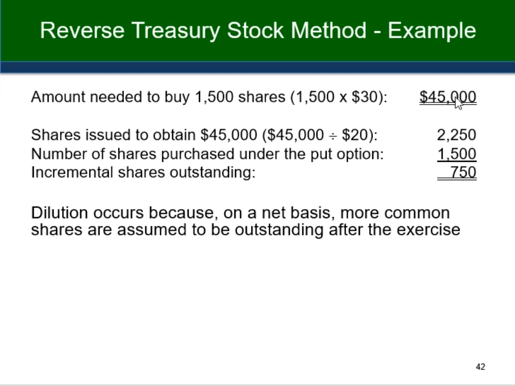So we have to issue 2,250 under the terms of the put option. Under the terms of the put option, we have to purchase back 1,500 shares. So we issue 2,250, we buy back 1,500. That's a net increase in shares outstanding of 750. So that essentially dilutes the number of shares using the reverse treasury stock method. So dilution occurs because the number of shares issued after the reverse treasury stock transaction is greater than the number before.